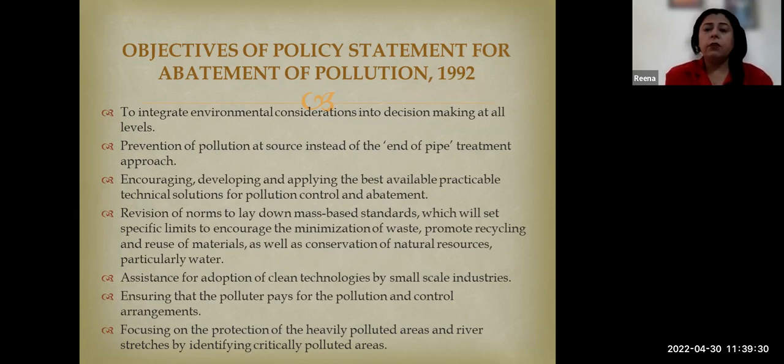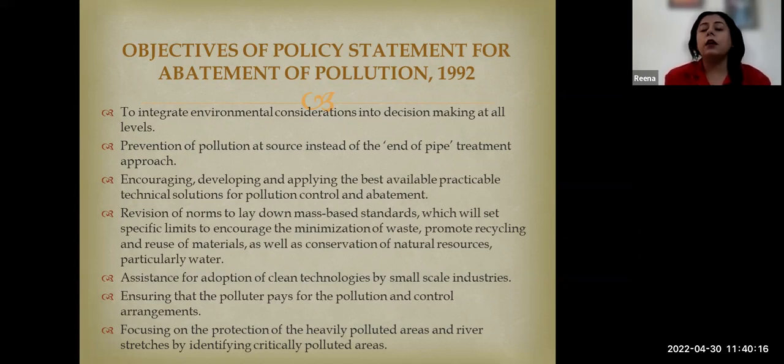So before that, we were causing greenhouse gas emissions, and then we were treating it. Now we are considering what is the source of pollution at the initial stage itself, at the first stage of supply chain, and how we can substitute that. And if there is no substitution, how I can ensure that it can be entrapped in my system itself rather than going out. Okay, so that's why now the ZLD approach is there. Zero liquid discharge approach is also a part of this prevention of pollution at source only. Then we have encouraging, developing, and applying the best available practical technical solutions for pollution. This is again an objective.